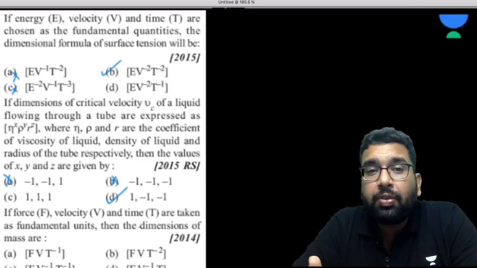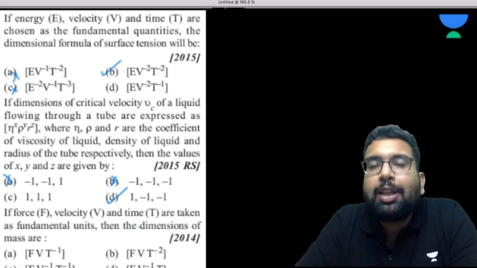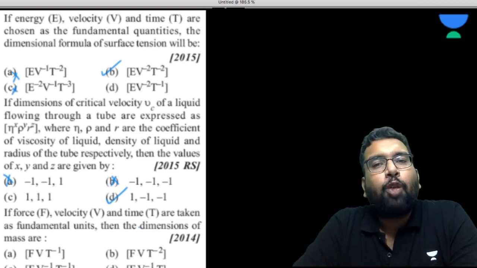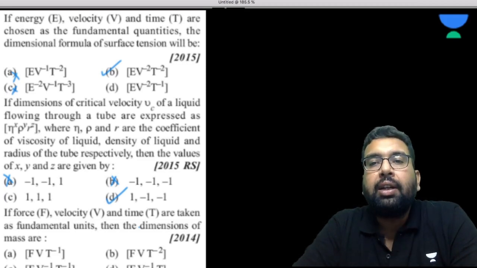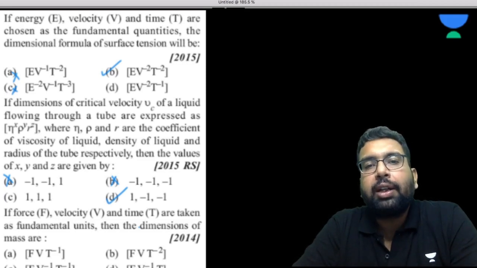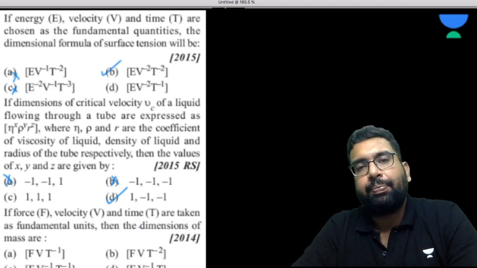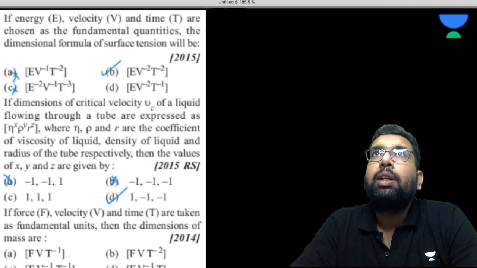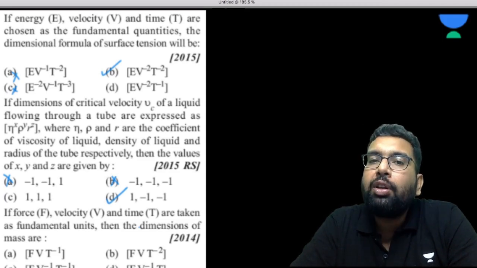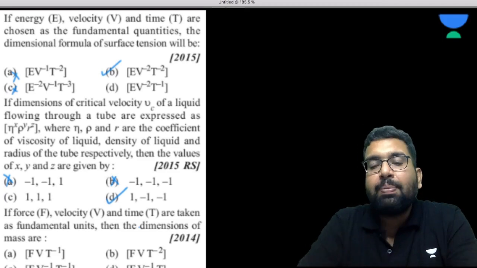Although these are not the fundamental units as defined in physics, for the sake of a change maybe, they have considered force, velocity, and time as the fundamental units, and now they are asking you the dimensions of mass. The dimension of any physical quantity is to be represented as powers of the fundamental quantities. Now the fundamental quantities have become F, V, T.